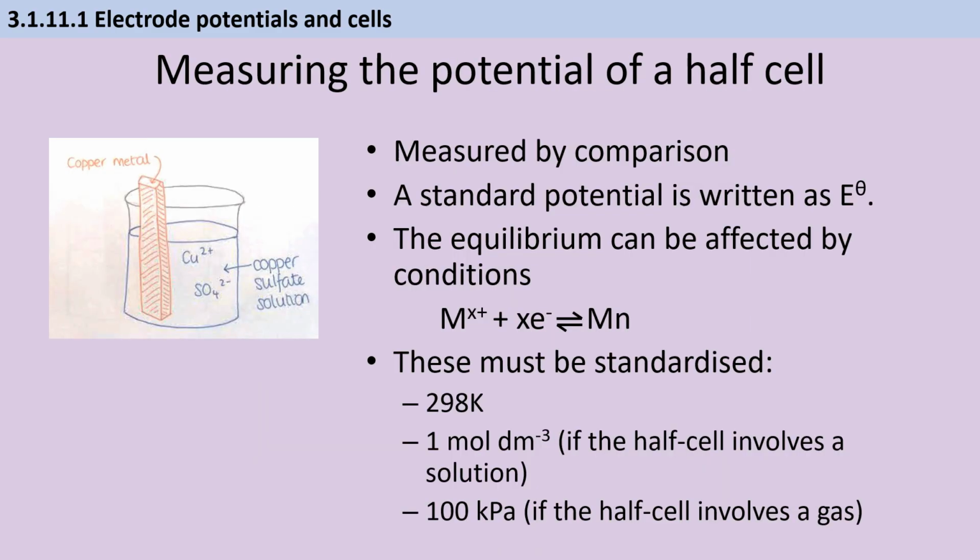When deducing the potential of a half cell, we need to compare it to something, and this could either be the standard hydrogen electrode or another half cell that we already know the potential of. Fundamentally, we're looking at an equilibrium, so the conditions need to be standardised, otherwise this would affect the position of equilibrium. We usually think in terms of 298 Kelvin, and if the half cell involves a solution, that solution should have a concentration of 1 mole per decimetre cubed, and if gases are involved, then 100 kilopascals.